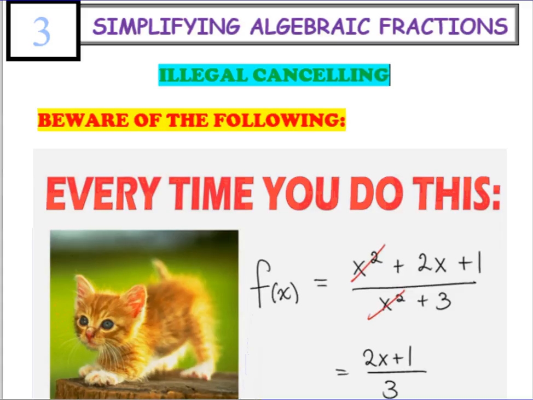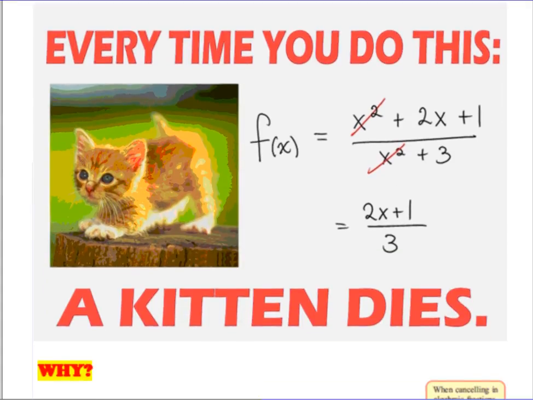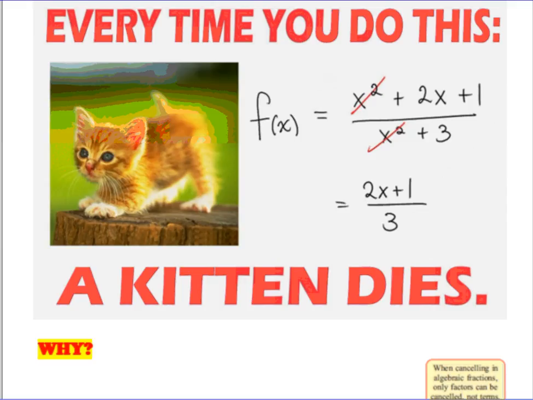So what you're asked to do is beware of the following. Every time you do this, just cancelling down here, where they cancel that and that, the kitten dies. So what we want to discuss is why. Why can we not just cancel down a term and a term?